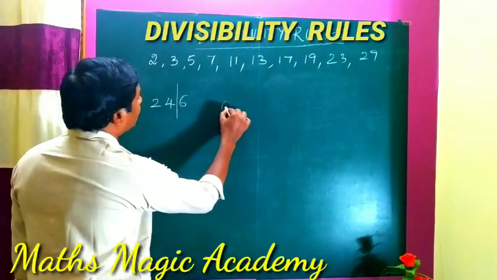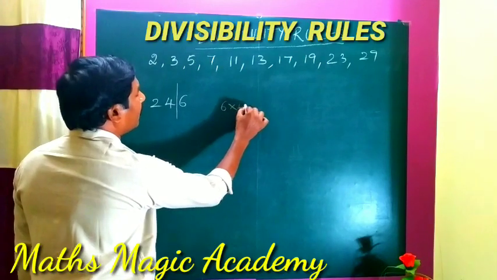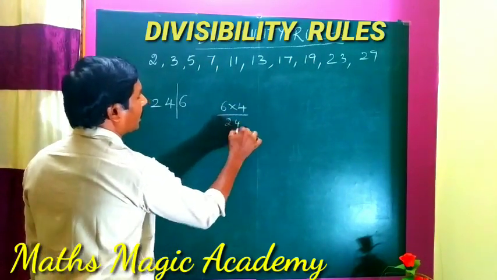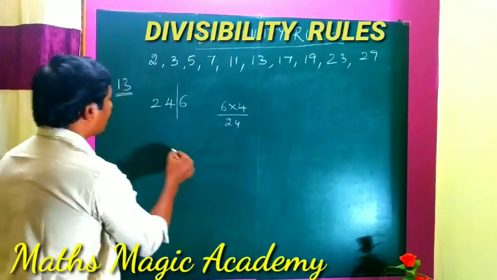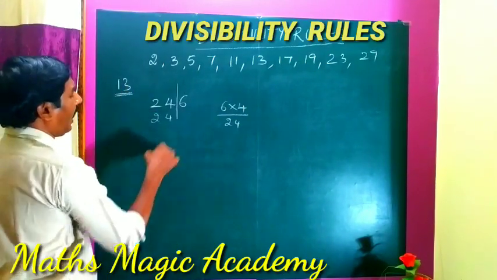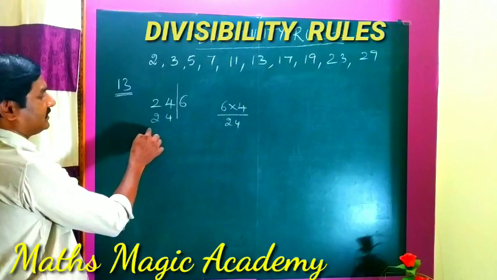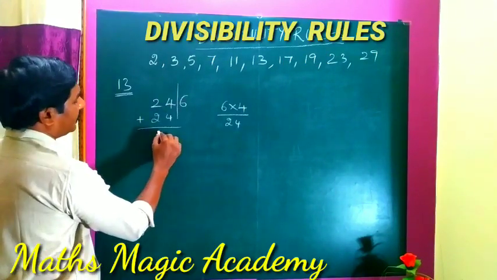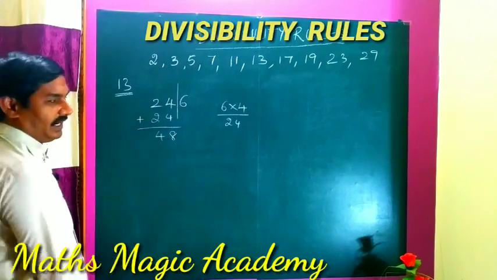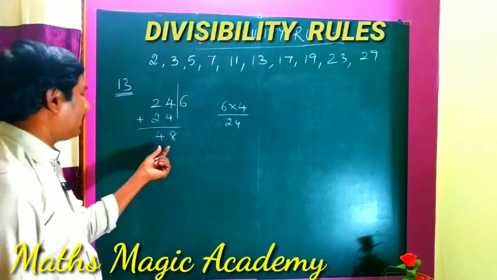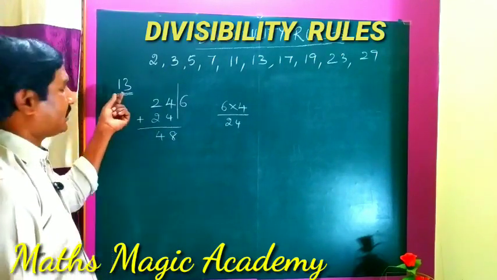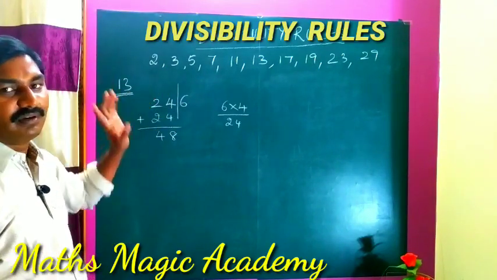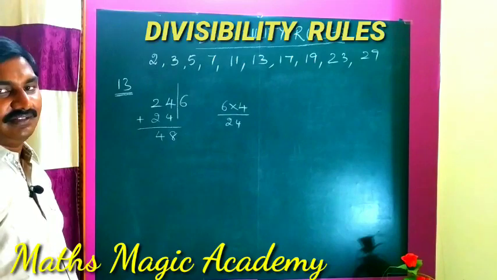Here, what you have to do is multiply it by 4. That means 6 fours are 24. This 24 you have to add to the remaining digits. What answer are you going to get? 48. This 48 is not divisible by 13. So this number is also not divisible by 13.